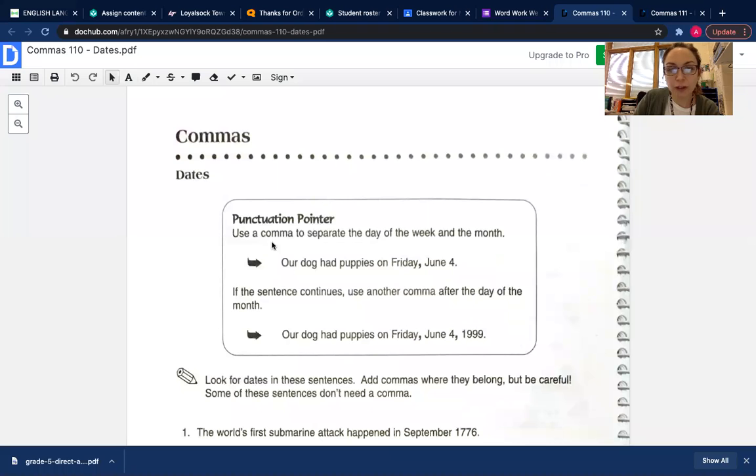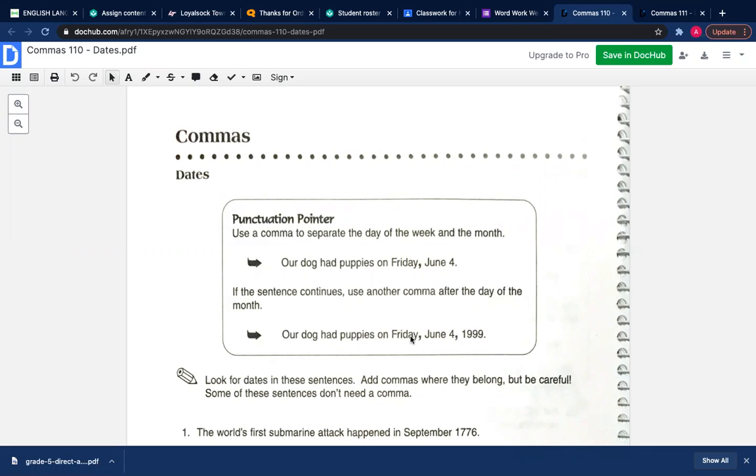So our punctuation pointer here that you need to use to complete this worksheet says to use a comma to separate the day of the week and the month. For example, our dog had puppies on Friday, June 4th. Okay, we need a comma to separate the day of the week, Friday, and the month, June. If the sentence continues, use another comma after the day of the month here. So for example, our dog had puppies on Friday, June 4th, 1999.